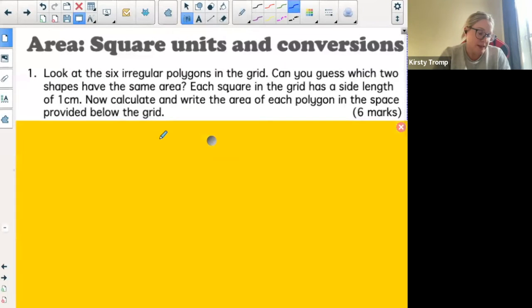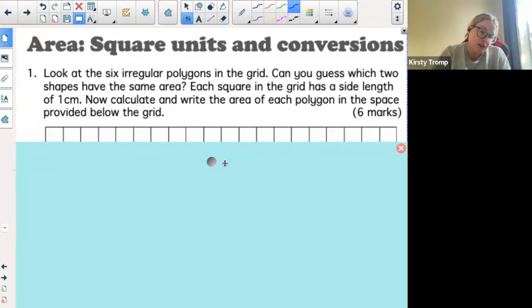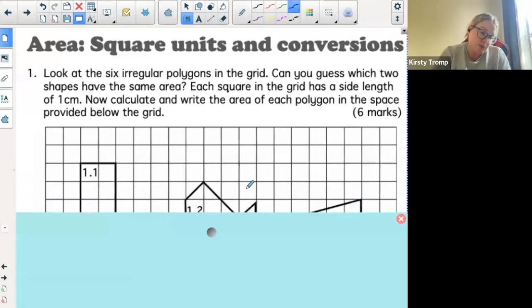So for this one, it said we're going to look at the polygons on the grid and guess which two have the same area. I don't like guessing. This is maths. We're going to do the maths. Each square in the grid has a side length of 1 centimeter. Now calculate and write the area of each polygon in the space provided.